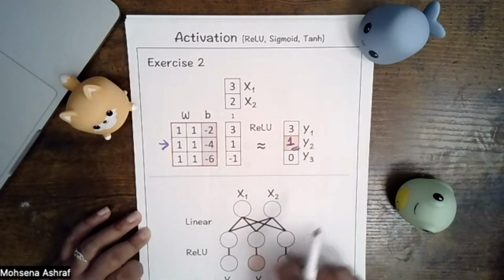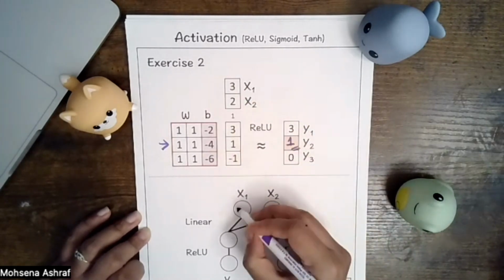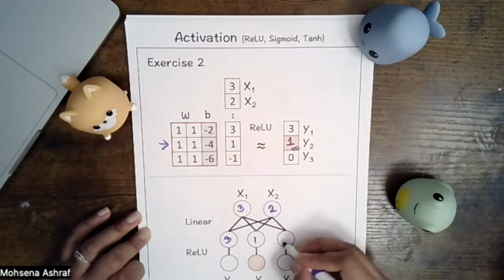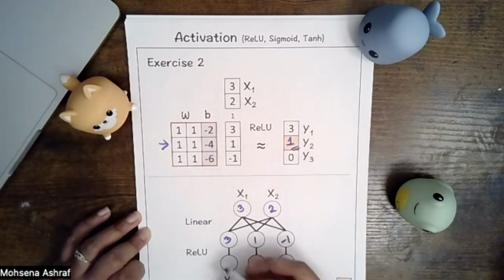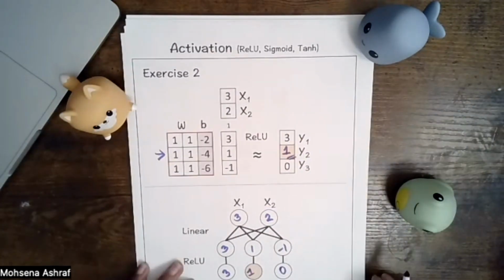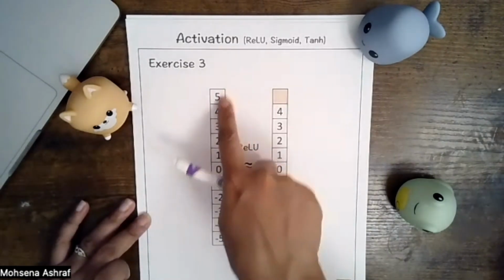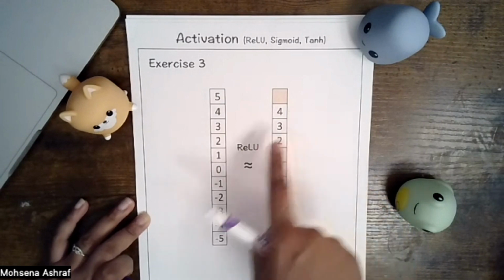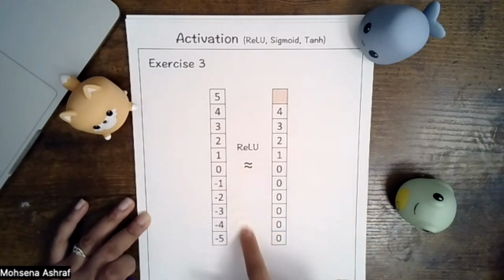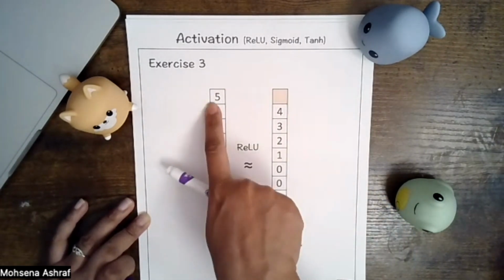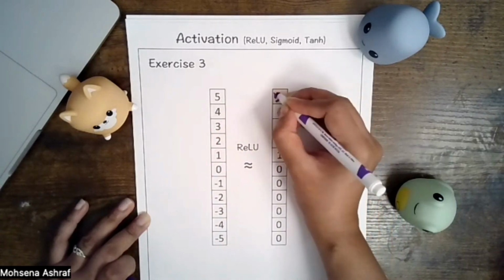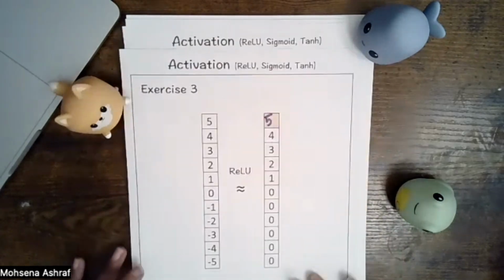Now, if we need to complete this network, 3 and 2 from x1 and x2, and then the intermediate values will be 3, 1, minus 1, and we will get y1 as 3, y2 as 1, and y3 as 0. So you can see there are multiple values here, and you can see the consecutive values ReLU will return. It gets these values as input. So for 5, as it is positive, we will get the same number as output. So we will get 5 from the ReLU.